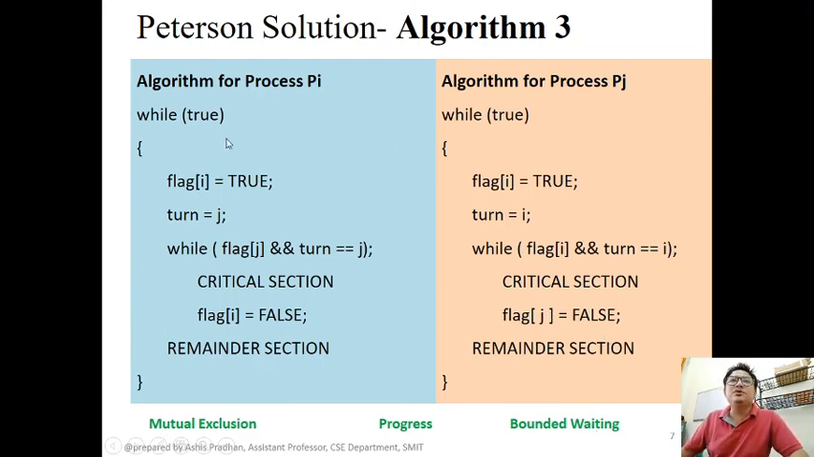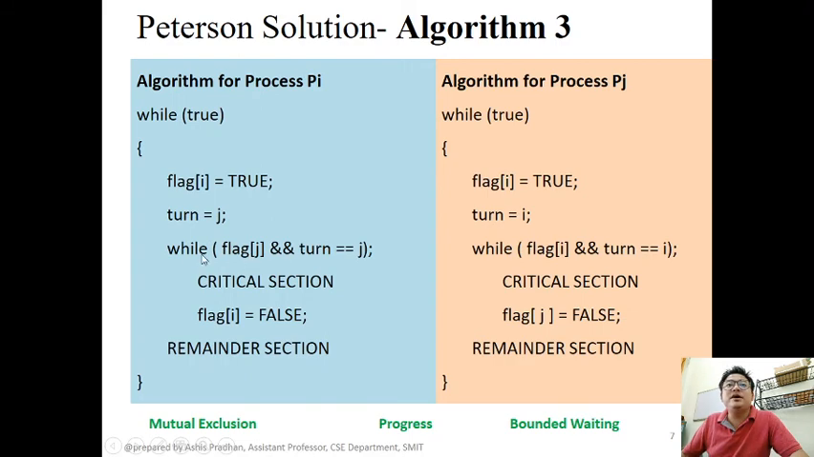Okay. So whenever the process pi wishes to enter the critical section, it will make its flag true. Now I am interested, so I'll make it true. Okay. Now it will set the value of turn equal to j.